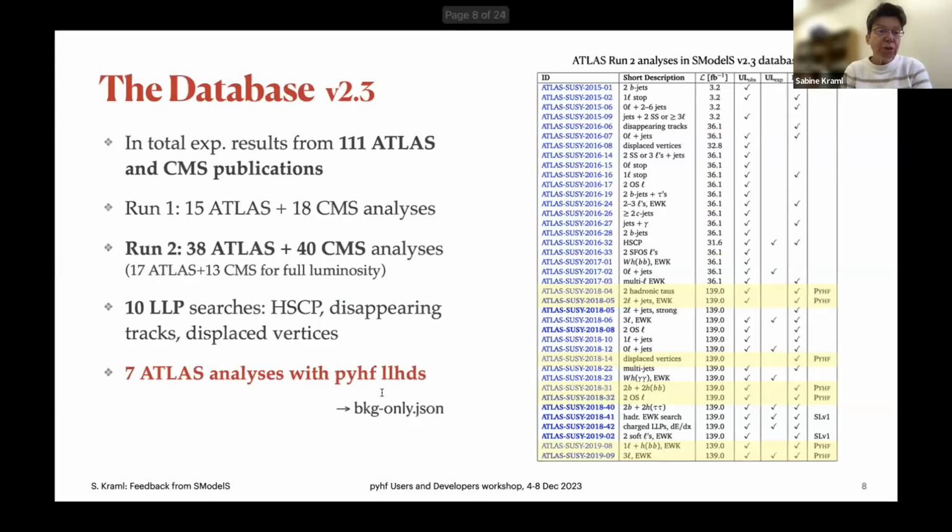Now, just a brief word on what is actually in the database. So in total, we have experimental results from 111 ATLAS and CMS publications.